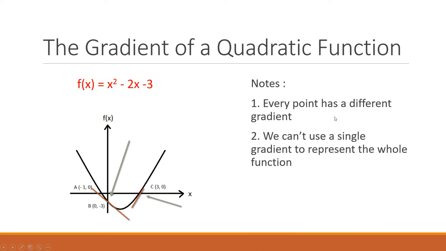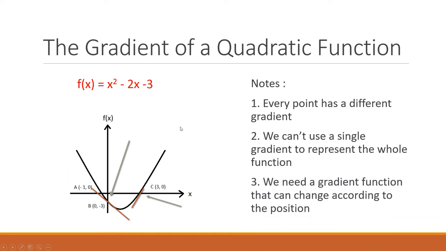Second, we cannot use a single gradient to represent the entire function because the gradient is changing as we're moving from one point to another. Third, we need a gradient function that can change according to the position, a function that tells us the gradient of this original function.